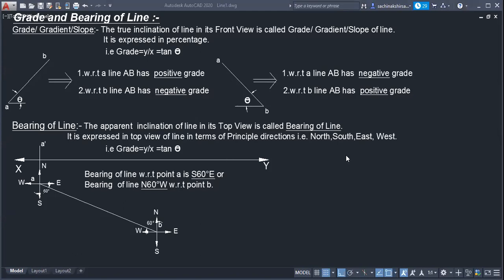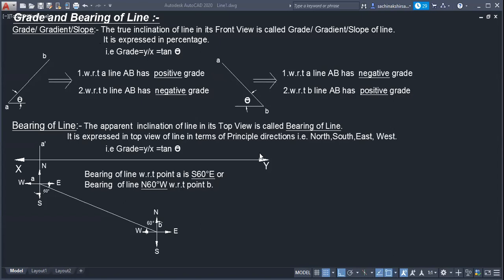This word you might have come across many times: grade. So here the definition is given. The true inclination of a line in its front view is called grade, gradient, or slope. They are one and the same. It is expressed in percentage.